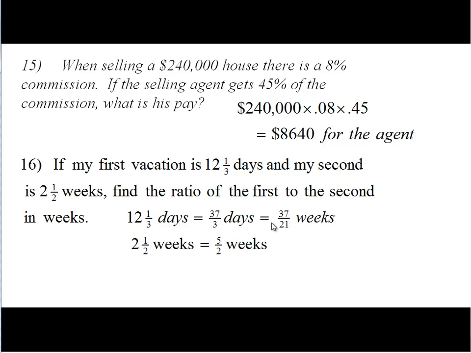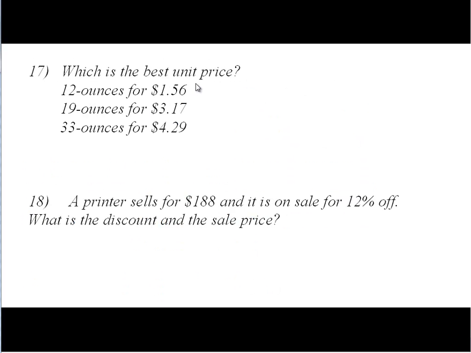Now we want the ratio of this one to the second one, which is 37 over 21 to 5 halves. Whenever you're dividing like this, we flip the bottom one over. So it's 37 over 21 times 2 over 5. Nothing cancels. 21 doesn't reduce, 37 doesn't reduce with 5. So you get 74 over 105. So that's the ratio.